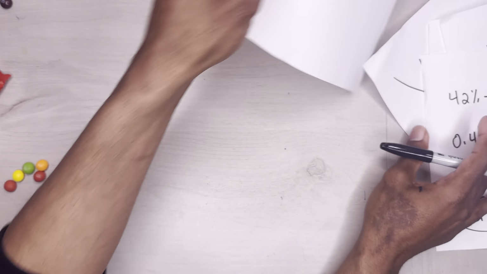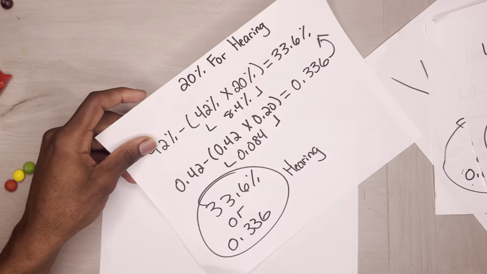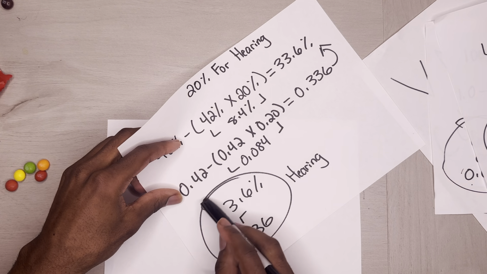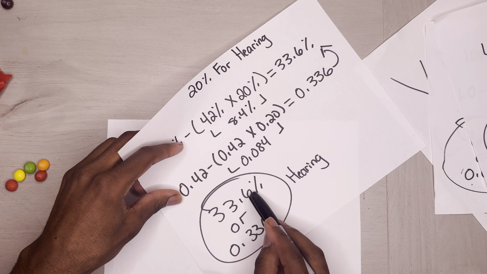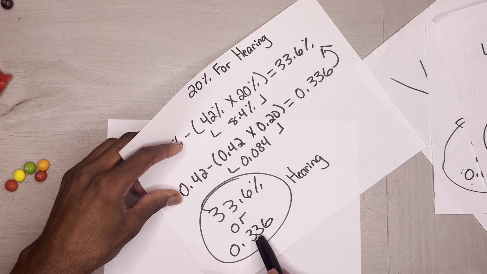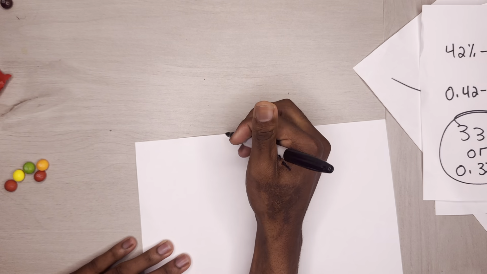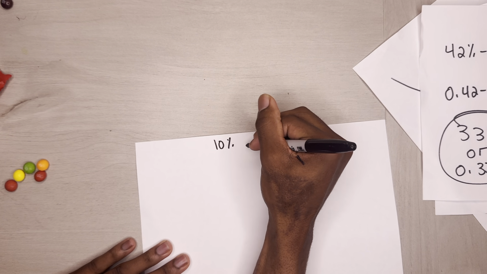Piece of paper. All right, remember guys, like I said, we gotta start with the base. Our last base in our equation when we got to the hearing, the third biggest percentage, was 33.6% or 0.336. All right, so let's go 10% for shoulder. All right, so we're gonna start with that base. 33.6% minus, in parentheses, 33.6% times 10% for your shoulder, right?